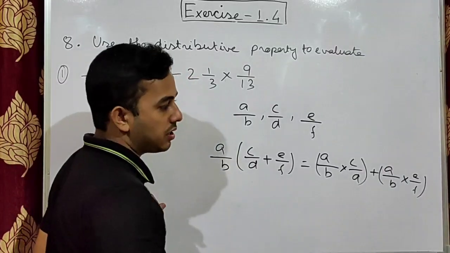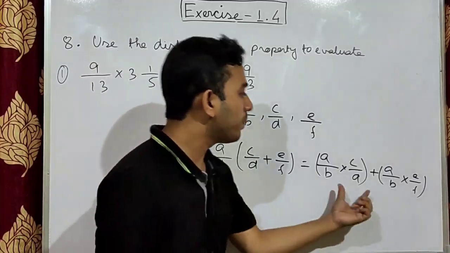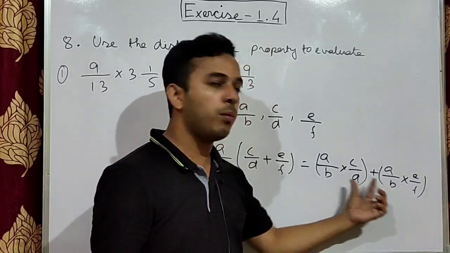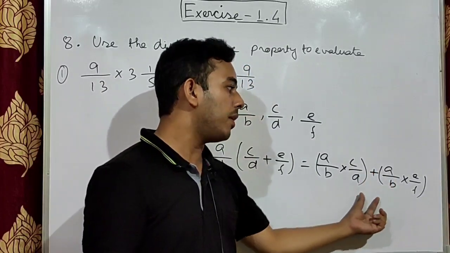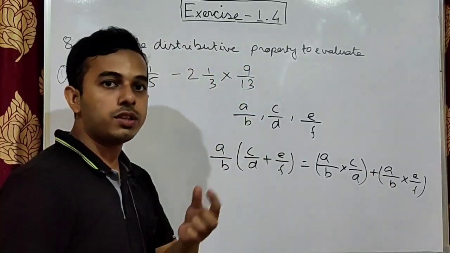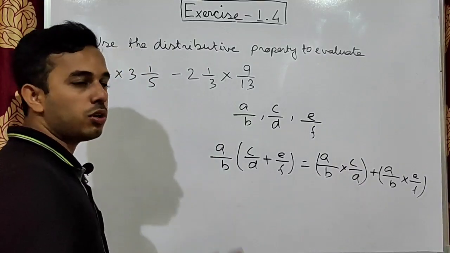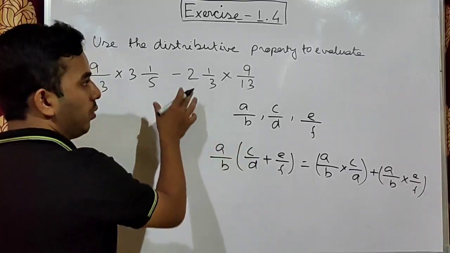Now if such type of expression is there, for example a by b into c by d plus a by b into e by f, we can take a by b common and write it in this form also. For this, let us take one example. We'll take with numbers, not in fractions. Then afterwards we will solve in fractions.